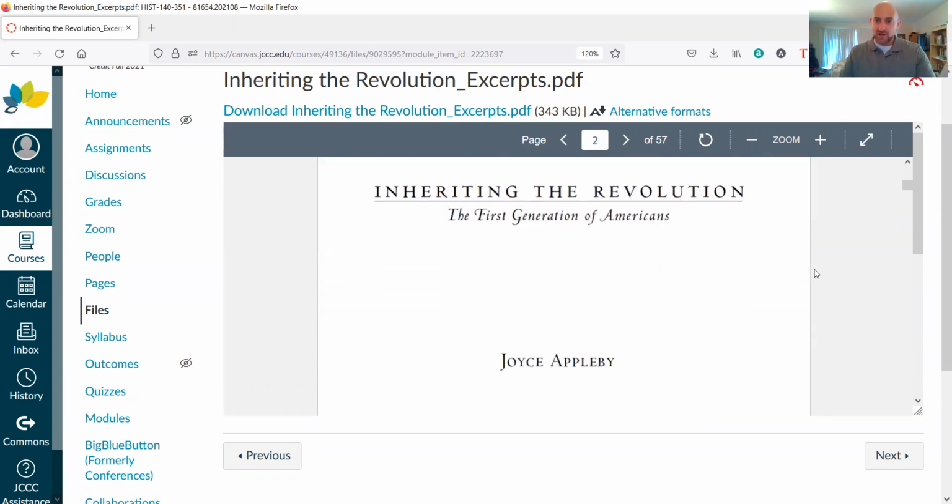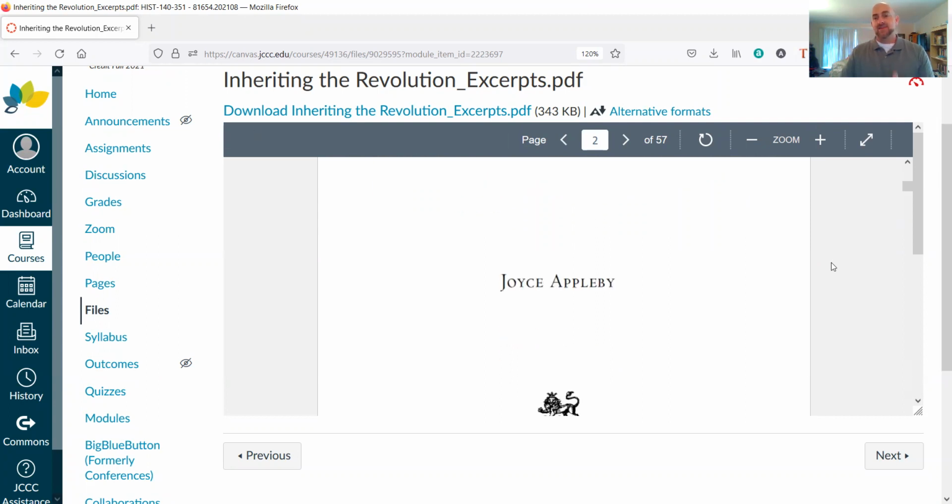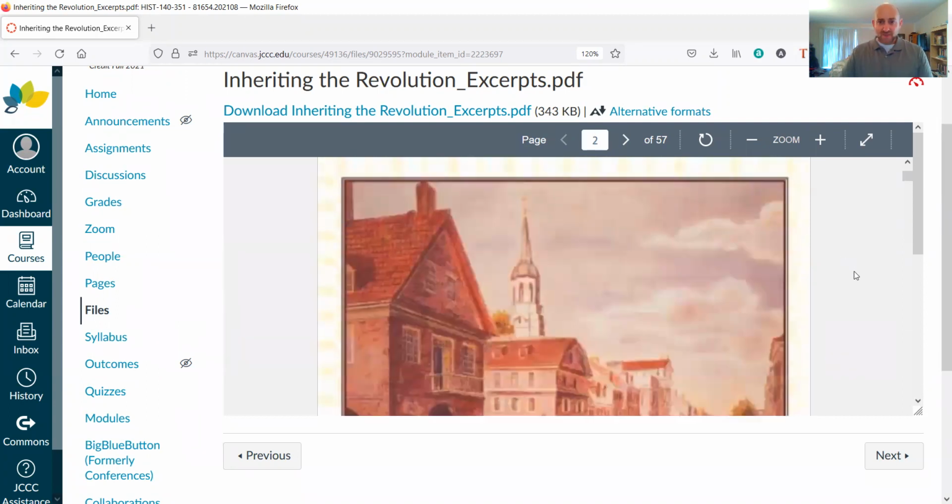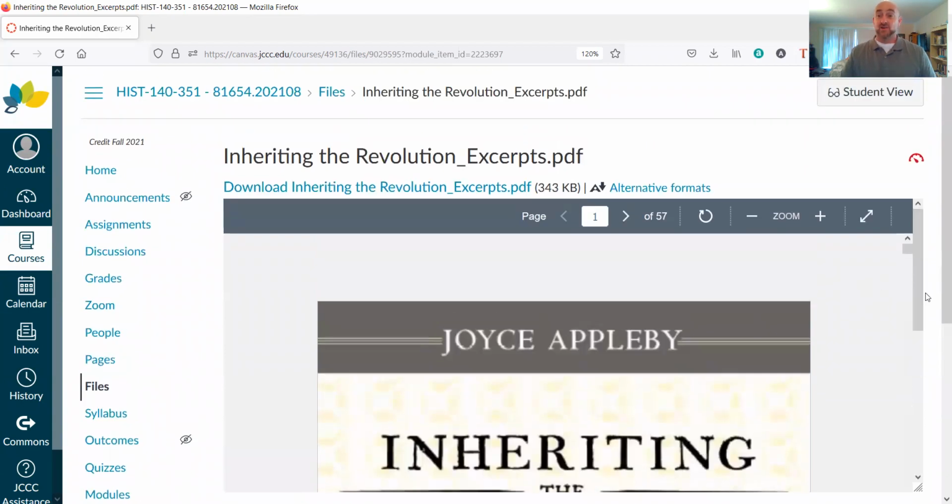And I give you the introduction to the book and the conclusion, the last chapter. And really all she does is give you lots of anecdotes about what people were doing and how this is different from what their forefathers did and how that differed from what the revolutionaries did. And it's kind of interesting.